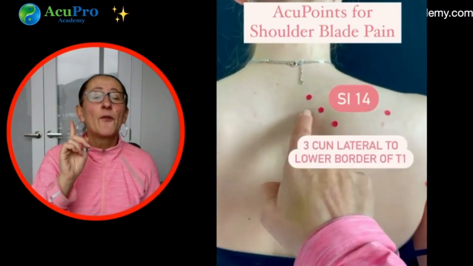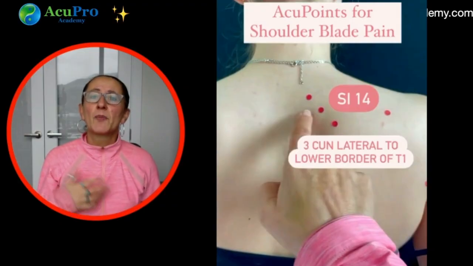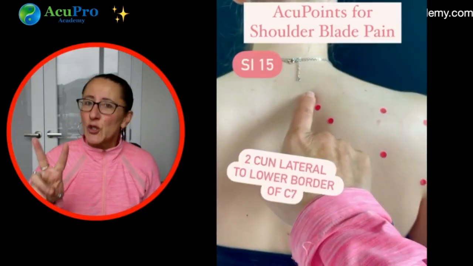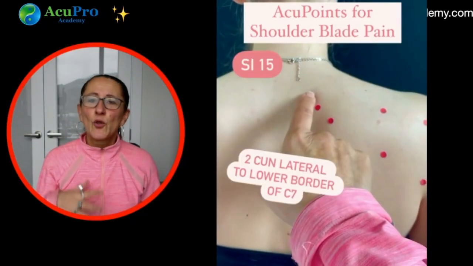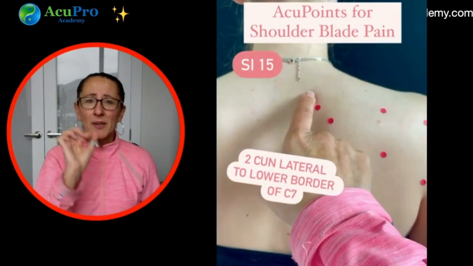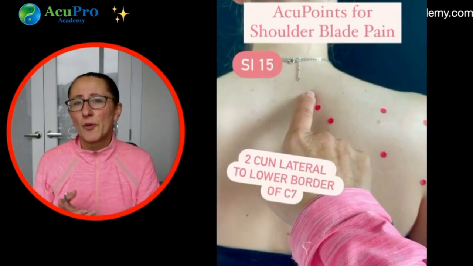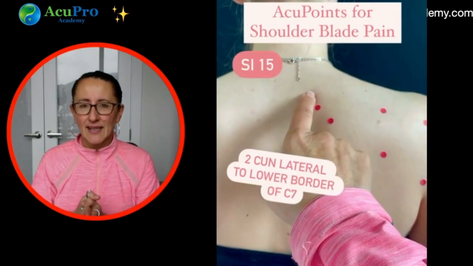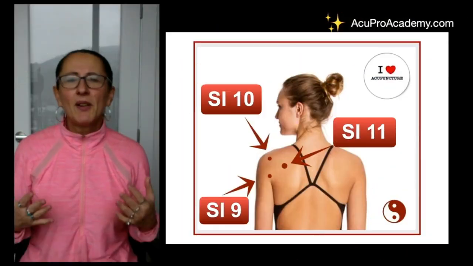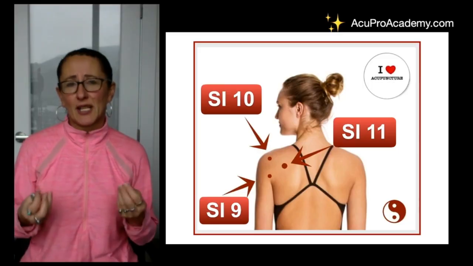And then small intestine 14 is 3 soon lateral to the lower border of the spinous process of T1. And small intestine 15 is 2 soon lateral to the spinous process of C7. So that's a little bit of a zigzag there. Use a lot of practice to palpate all the vertebrae. It will help you tremendously. So keep practicing finding the vertebrae. I didn't want to separate the next 3 because really they are there to use for musculoskeletal issues.